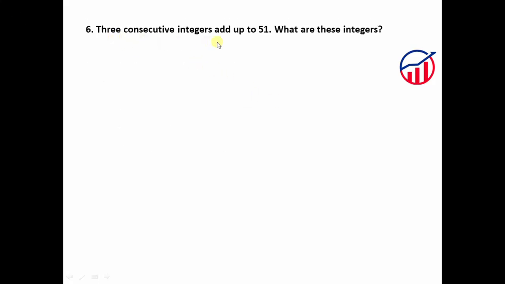Next question, question number 6. Three consecutive integers add up to 51. What are these integers? So let the three consecutive integers be what? X, x plus 1, and x plus 2. Why? Because what are consecutive integers? Basically each one is going to be increasing, the value will be increasing by 1. Hence if you consider the first one x, you're going to take the second one as x plus 1, and the third one as x plus 2 over here.